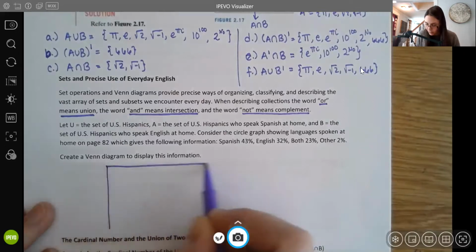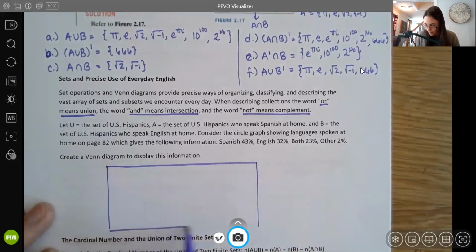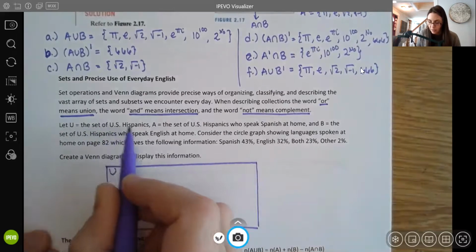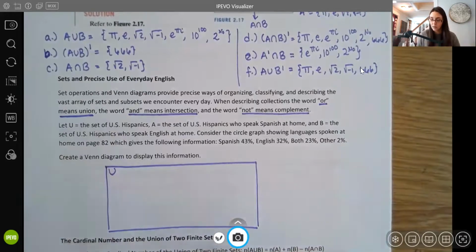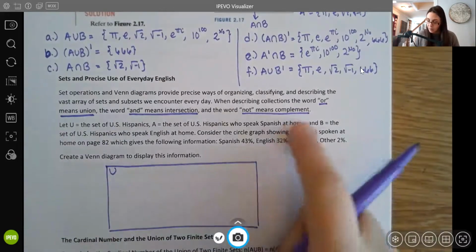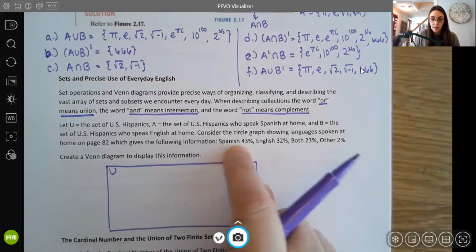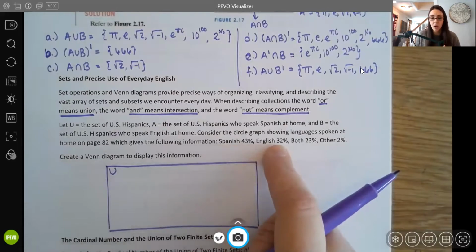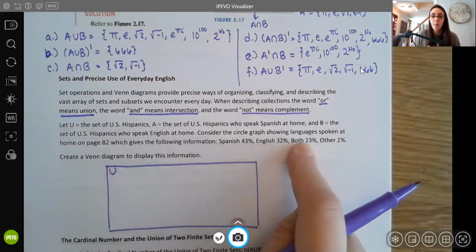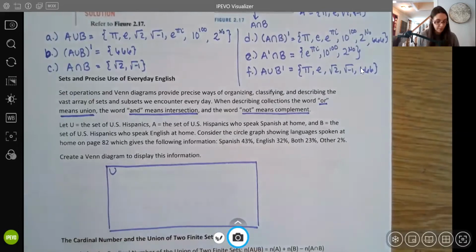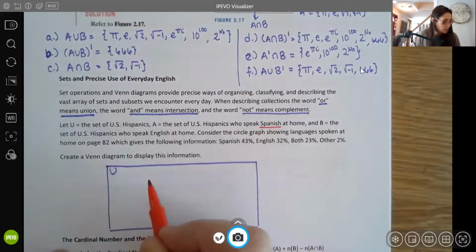So first of all, we have to start with our universal set. Remember, our universal set is the set of U.S. Hispanics, like all U.S. Hispanics, right? So it includes everybody. Now, based on this, we see that 43% speak Spanish at home, 32% speak English at home, 23% speak both at home, and 2% speak a different language at home. So we want to create this Venn diagram. And let's do some colors. We'll just use red for Spanish speakers.